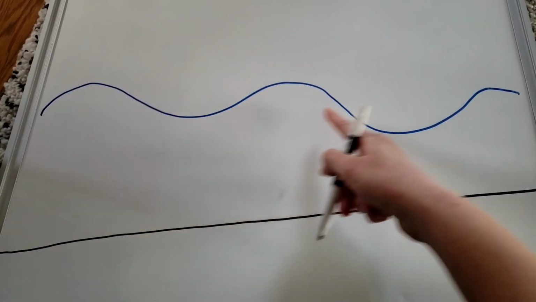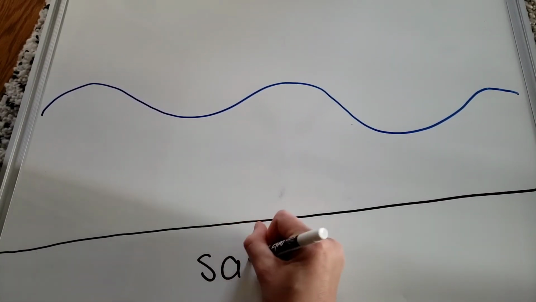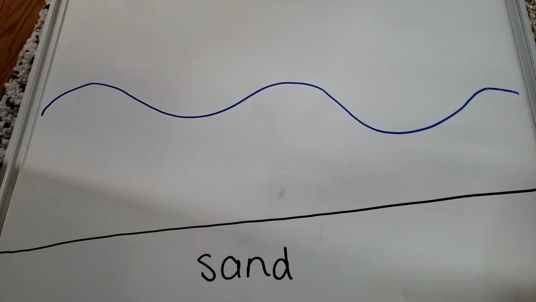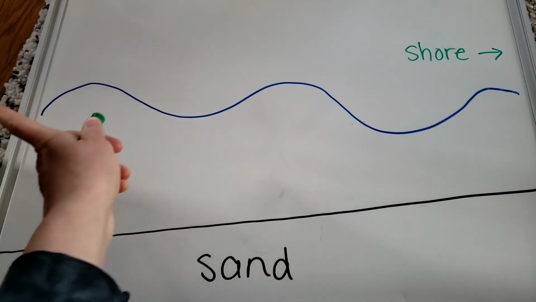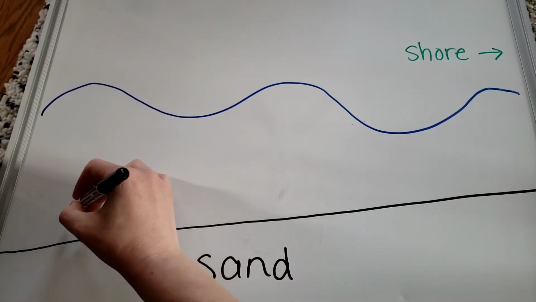So here we have our wave, and here we have our sand. So this is all sand, and as you can see, the sand is getting deeper as the wave itself gets closer to shore. So in our picture, shore is actually right over here, and out to the ocean is this way. Wind transfers energy to the ocean's surface, causing a wave to form. Each circle shows the movement of water up and around in a wave.